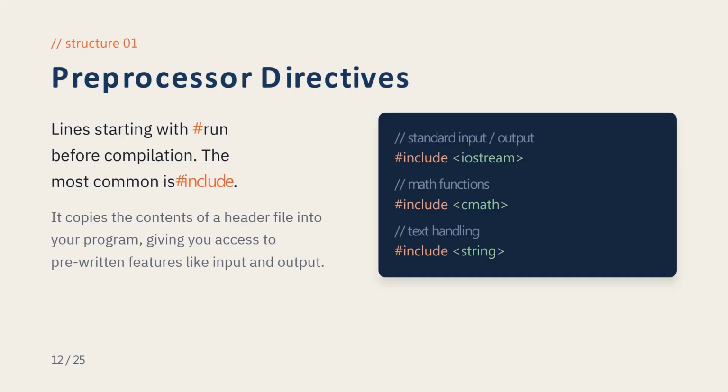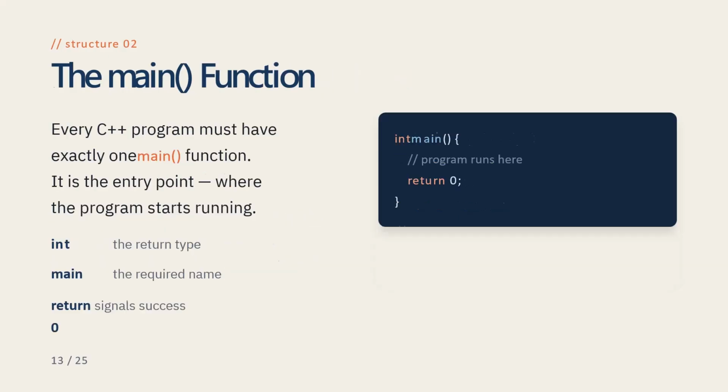Next come the preprocessor directives in the structure. The preprocessor directives begin with hash symbol and are processed before compilation. The most common directive is hash include, which inserts the contents of a header file into the program. Different headers provide different functionalities such as input-output, mathematical operations and string handling operations.